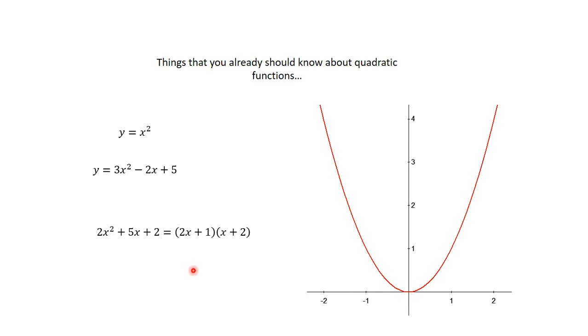And you can know that we can factor. 2x squared plus 5x plus 2 is the same as (2x plus 1) times (x plus 2). And we will get to that later in the chapter. We're not going to be looking at it right now. But that is something that you have already done with quadratics, is you did a bunch of factoring in Algebra 1.